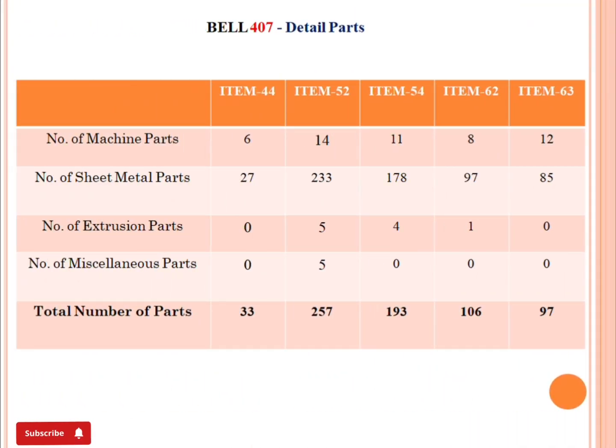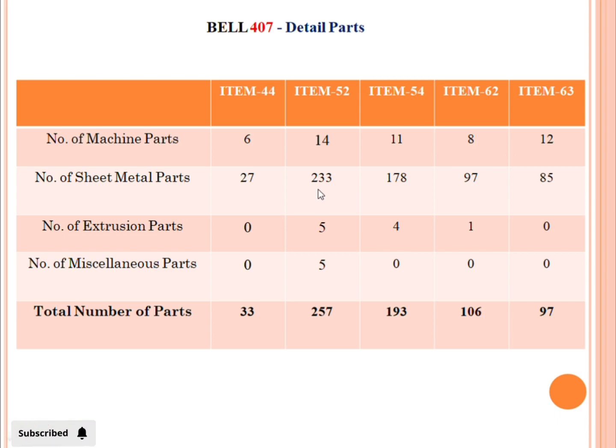So for Bell 407 detail parts, for each particular sub-assembly, we see how many machine parts, sheet metal parts, extrusion parts and miscellaneous parts will be consumed. Here is the detail. For item number 44, the number of machine parts required is 6. For item 52, it is 14. For item 54, it is 11. For item 62, it is 8. For item 63, it is 12. The number of sheet metal parts required for item 44 is 27. For item 52, it is 233.